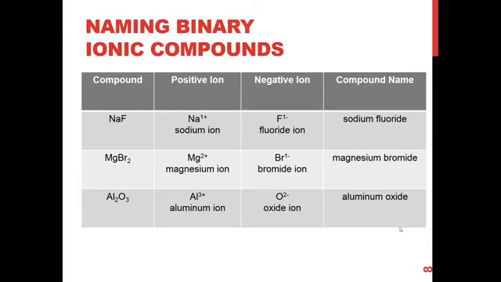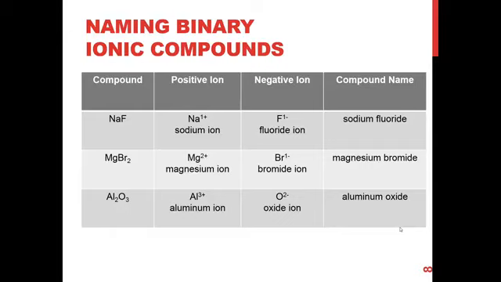MgBr2. In this case, the positive ion is Mg2+, the magnesium ion. The negative ion is Br1-, the bromide ion, which means the name of the compound is magnesium bromide. Yes, there is a 2 after the Br, but that is only present to make sure the total charge adds up to 0. In this case, it doesn't play any role in the name.